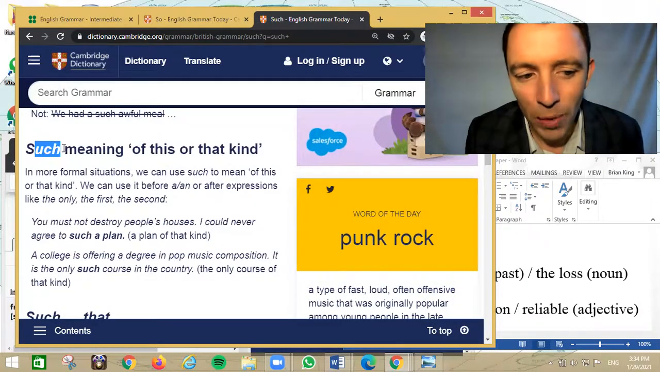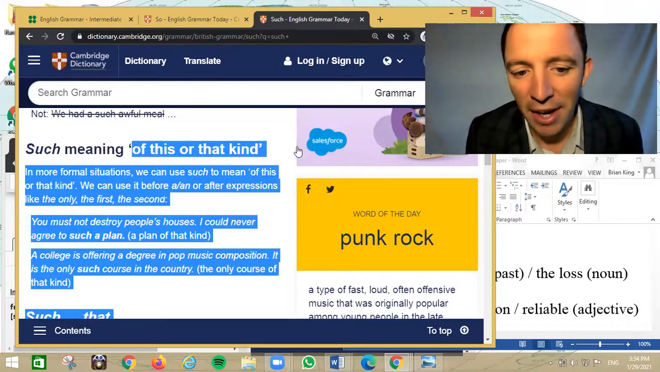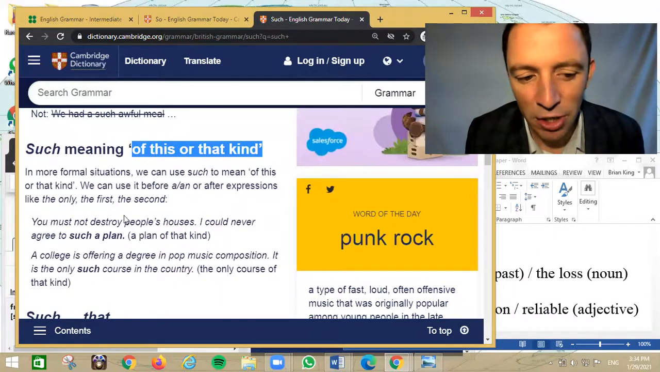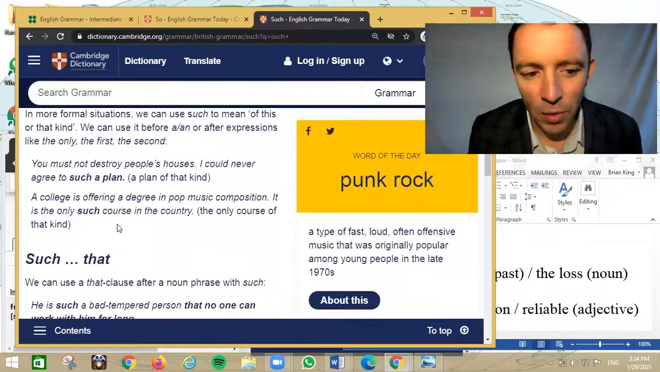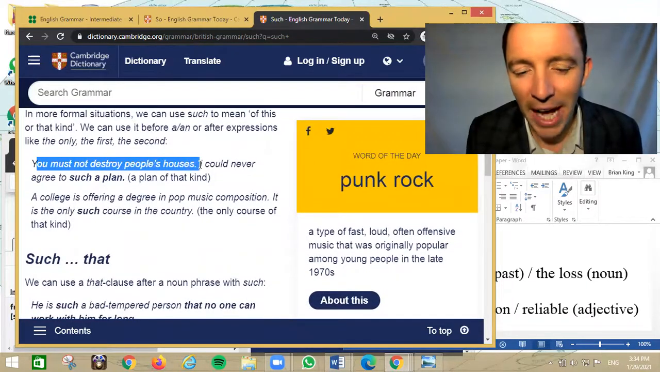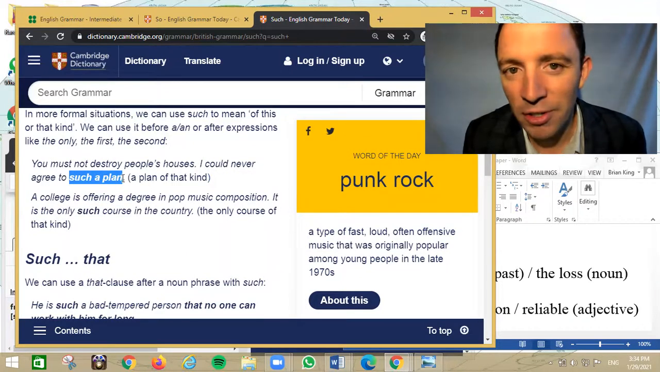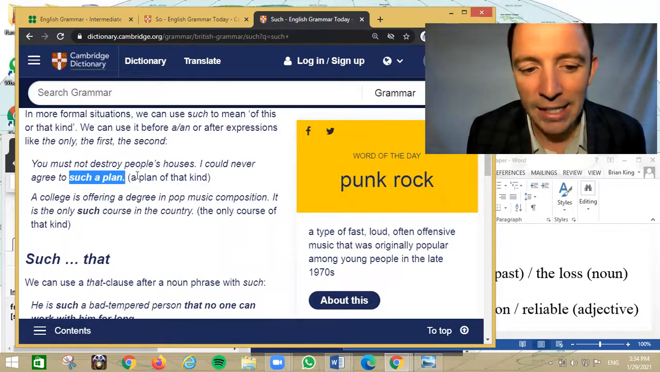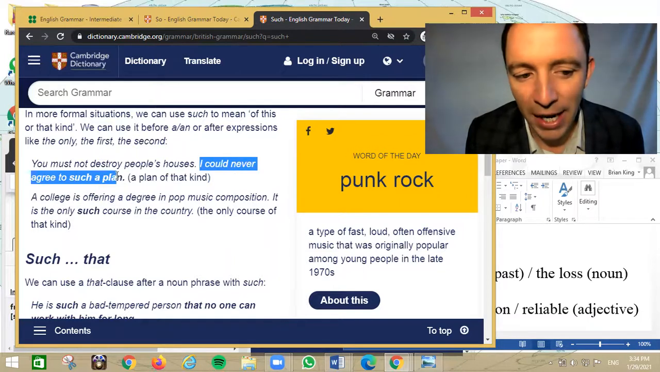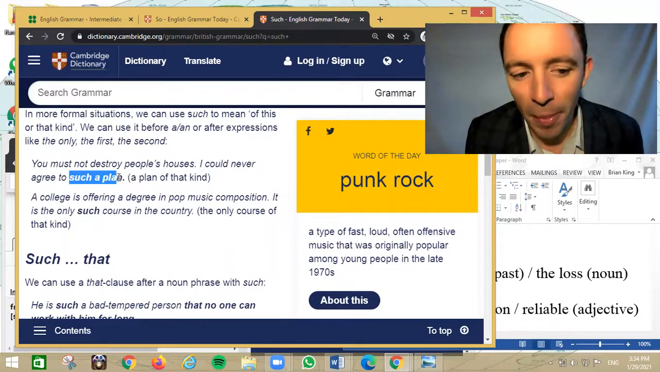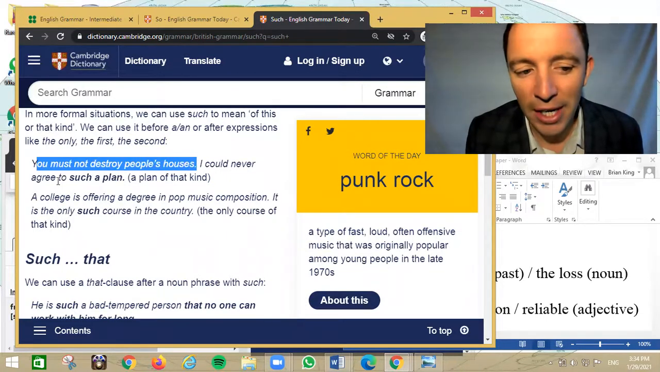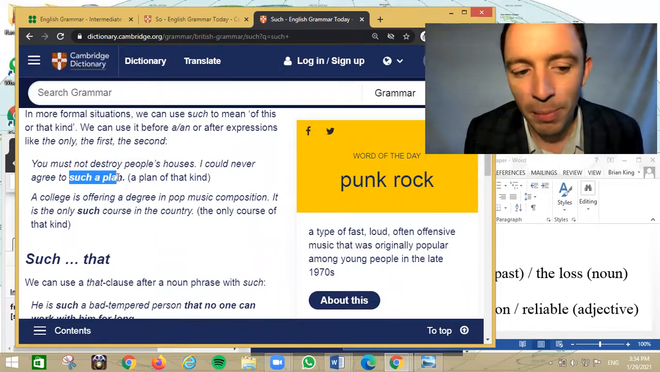So such with the significance of this or that kind. So that's more advanced, and we need to look at the example. Here we go. You must not destroy people's houses. I could never agree to such a plan. For me, this is very important to understand because it's very advanced and very fluent, and it's very common in texts. And basically it means I could never agree to such a plan. Again, it's like a substitution for the previous plan. And the previous plan is destroy people's houses. So I could never agree to such a plan. But because it's a substantive, you need such.